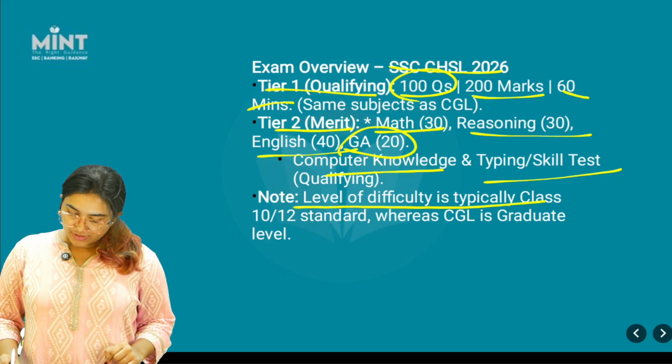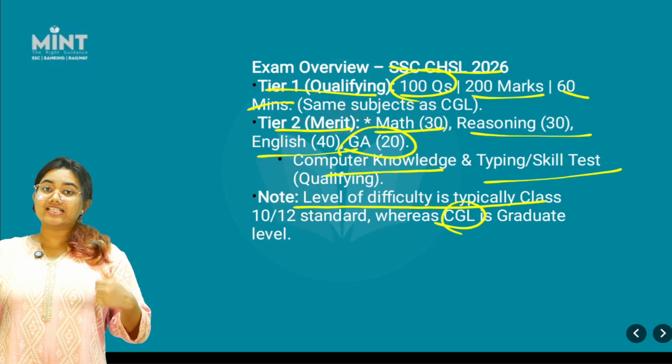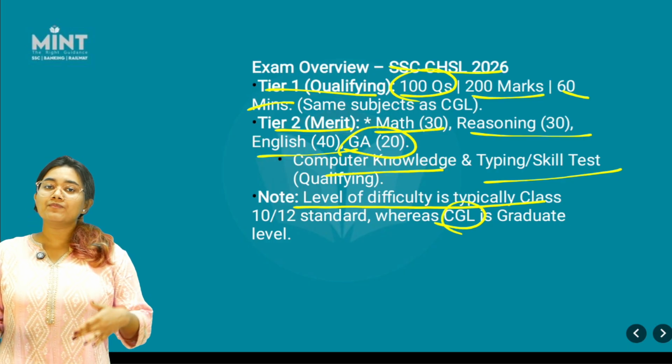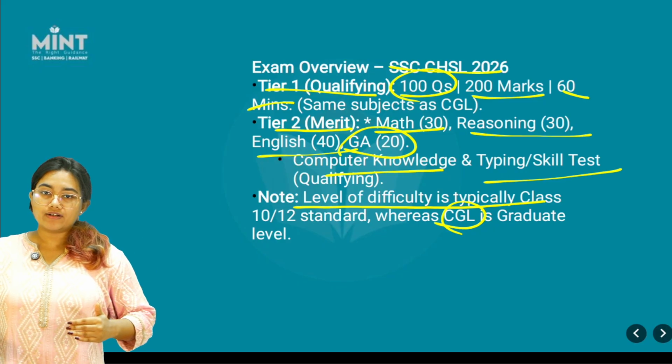The level of difficulty is generally 10th, 12th standard, whereas CGL, since it is a combined graduate level exam, the difficulty is going to be a bit higher in the CGL part of the exam.